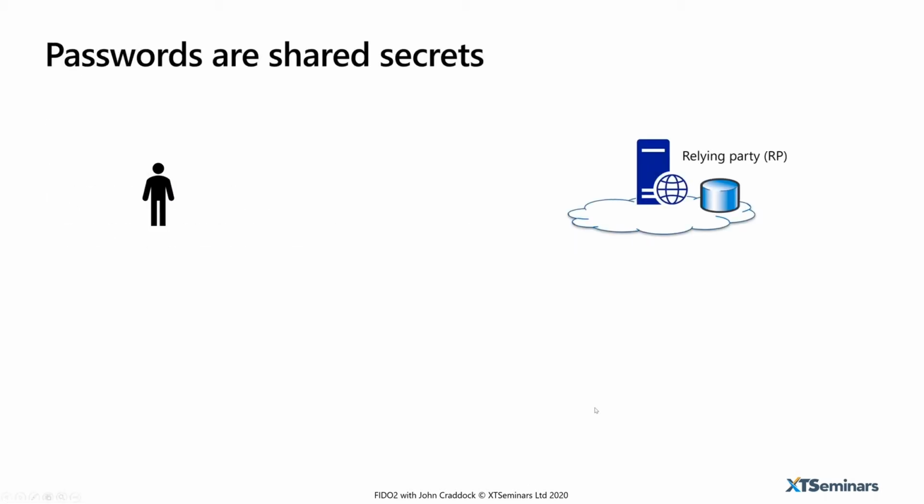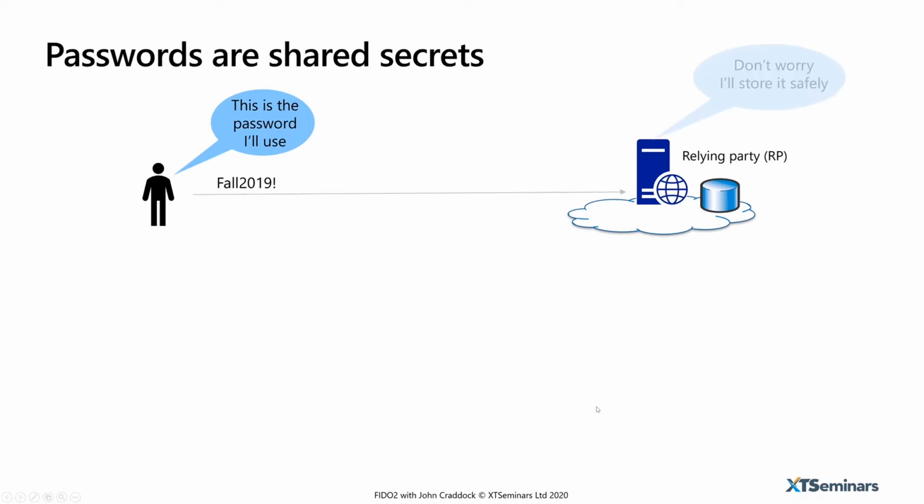So if we look at passwords, passwords are a problem, number one, because they're a shared secret. Somebody has to create a password, and if we leave it down to the user, we normally get a pretty predictable password. And then that password is shared with a relying party, and we trust that relying party to keep our passwords safe. But let's just drop back to the password first off.